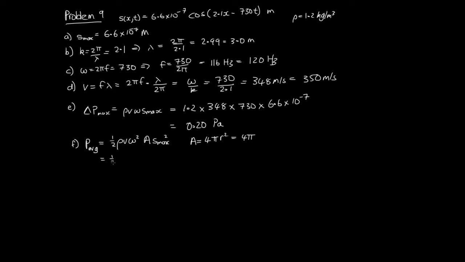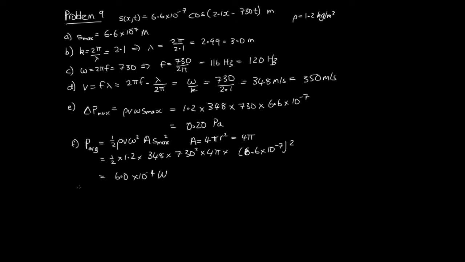Okay, so just substituting in, we've got 1/2 times 1.2 times 348 times 730 squared times 4 pi times 6.6 times 10 to the minus 7 squared. And we can solve that on the calculator, and we end up with 6.0 times 10 to the minus 4 watts.